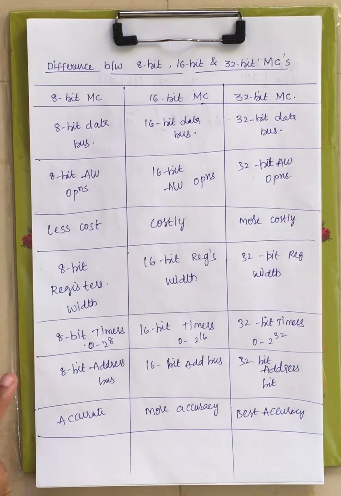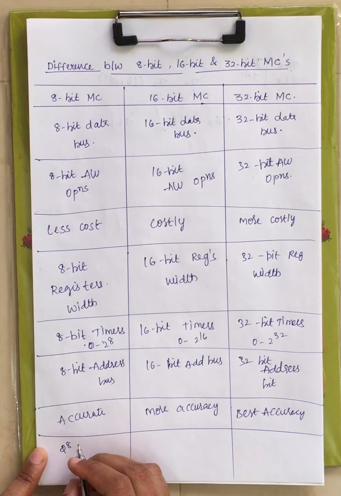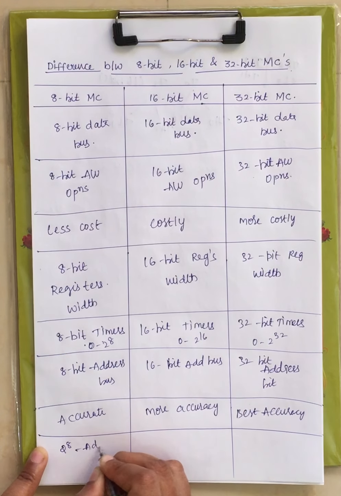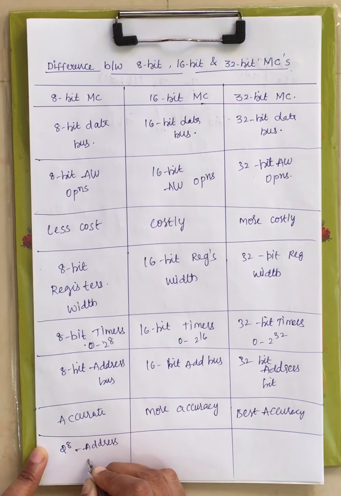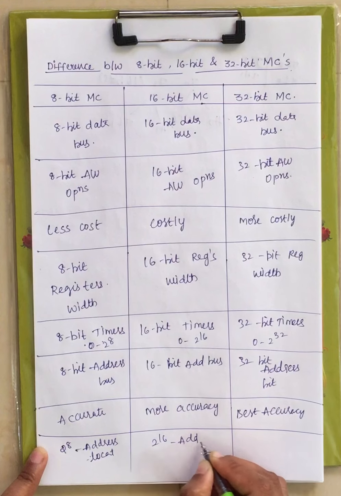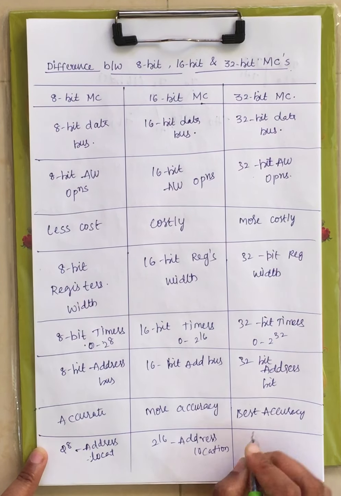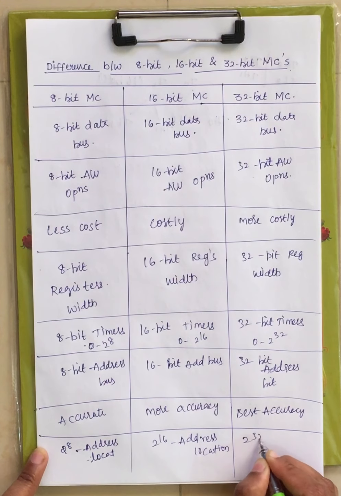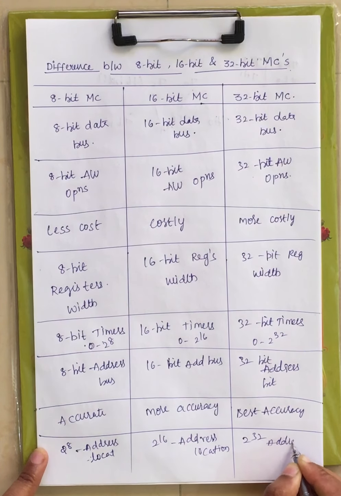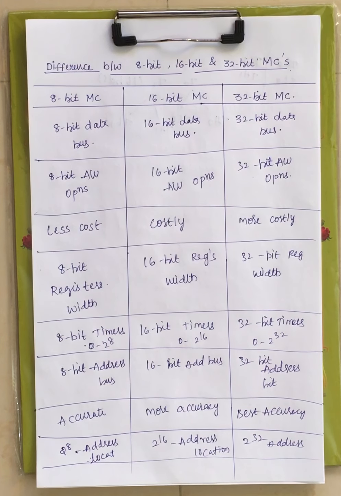Now this address bus is of 8-bit, right? Now how many address locations will you have? 2 power 8 address locations. That means it can address up to 2 power 8 address locations, right? Similarly, since it is a 16-bit address bus, it can address up to 2 power 16 address locations, and here it is 2 power 32 address locations. This is another difference between 8-bit, 16-bit and 32-bit, right?